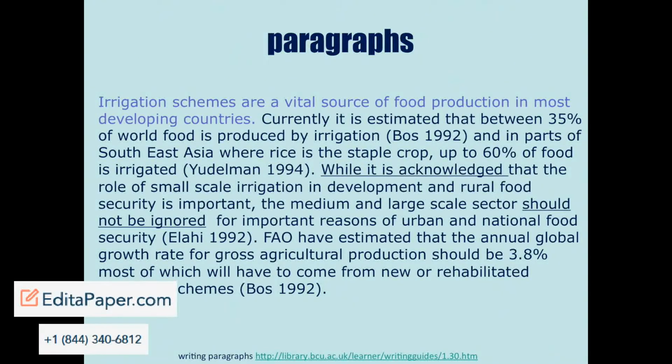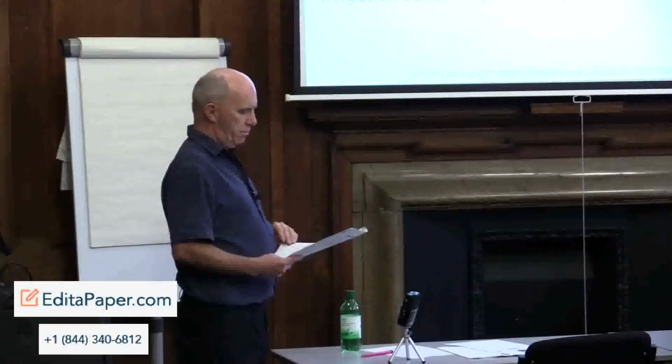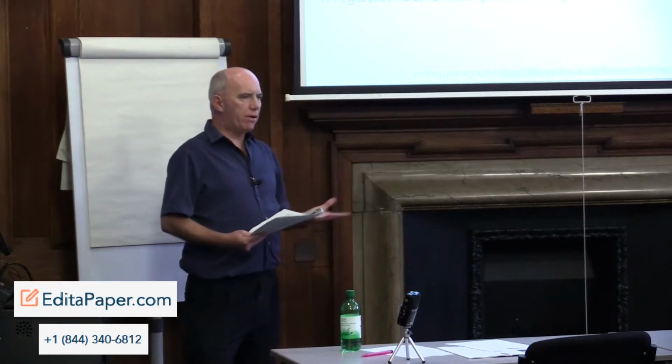And it goes on to give more details and examples, and it references those. And then at the end of the paragraph, I never did find out who FAO are, have estimated that the annual global growth rate for gross agricultural production continue on irrigation. So it's back to irrigation schemes there. There's the link. So there's a logical way of writing. It makes sense. It's endorsed, it's supported by evidence. You're showing what this paragraph's about, why it's important, and you're bringing forward evidence to support what you're trying to argue.